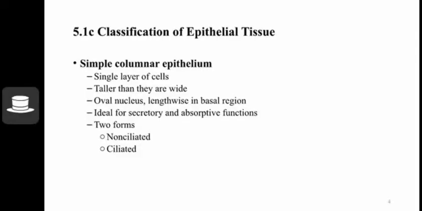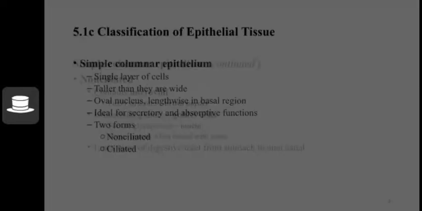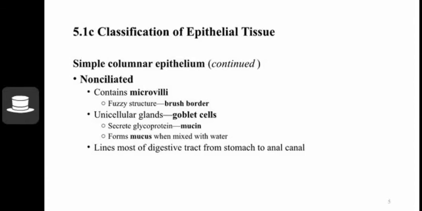And then simple columnar is a single layer of tall columnar cells. Again, if you can't quite tell how many layers there are, look for the nuclei. Gives you a really good idea. And the simple columnar comes in ciliated or non-ciliated. These are really good for absorption. So the simple columnar, the non-ciliated, will contain microvilli.